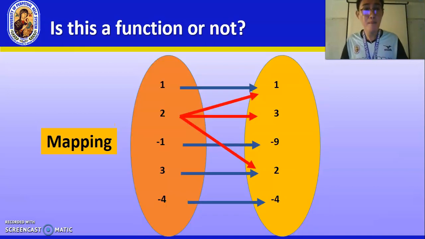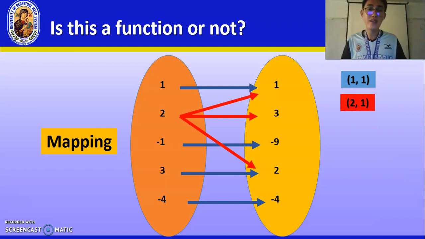Followed by mapping. Mapping talks about the correspondence between x and y, or the relationship between x and y using an arrow. We have here two arrows, blue and red. Let's start with the first one. 1 corresponds to 1. Next, 2 corresponds to 1. 2 corresponds to 3. And lastly, 2 corresponds to 2.